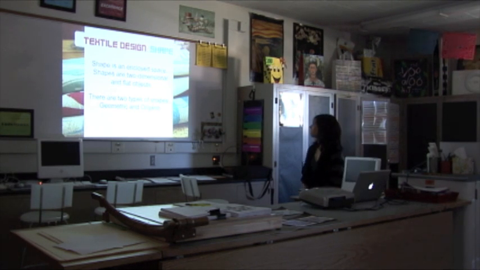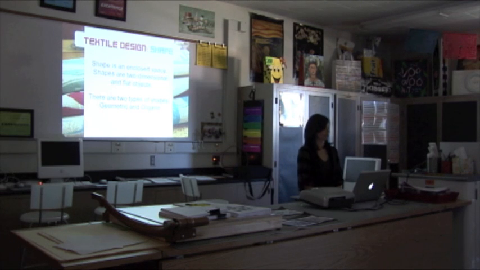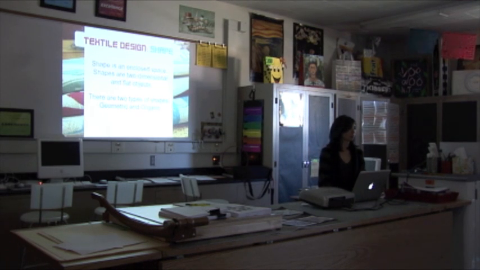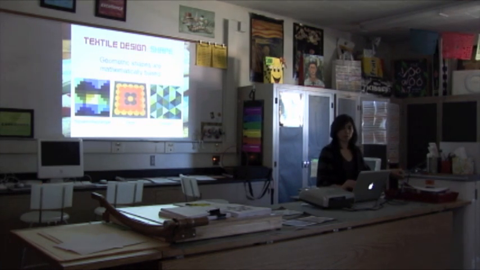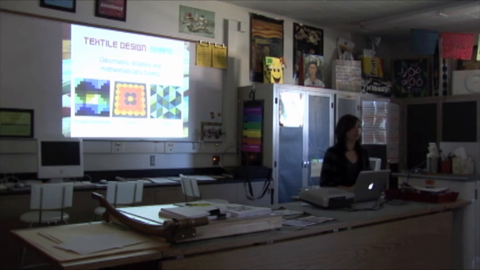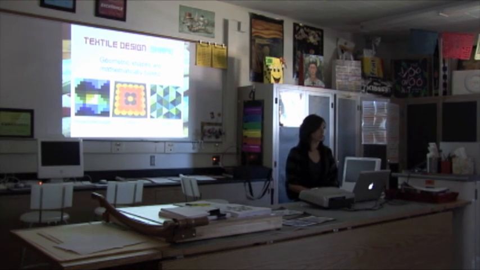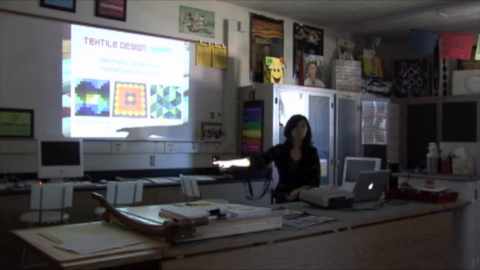So the first one, like I said, is geometric, and the second is organic shapes. So, first type of shapes are geometric shapes. And geometric shapes are what? What do we see up here? Rectangles, circles. Circles, right? Triangles. Squares or rectangles.